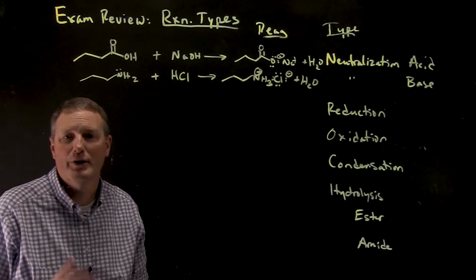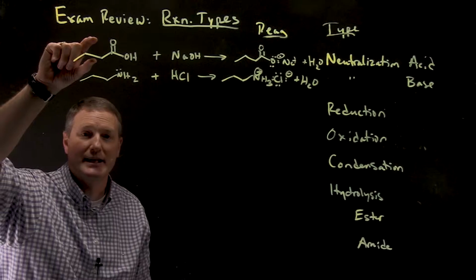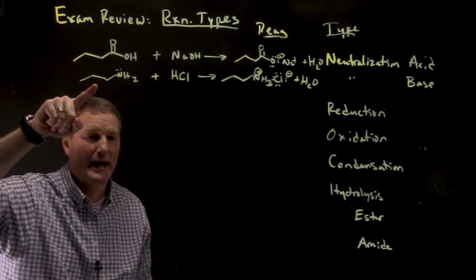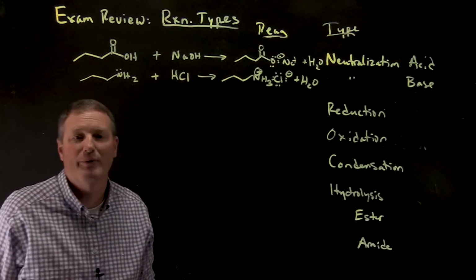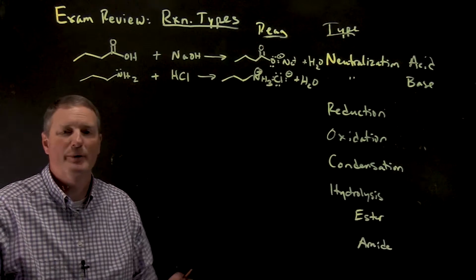But just be careful when you're looking at these. If you start with an acid, like a carboxylic acid, you're going to need to use base to neutralize it. Conversely, if you start with an organic amine, which is an organic base, you need to use HCl or acid to neutralize it. Okay. Next, let's look at reduction.